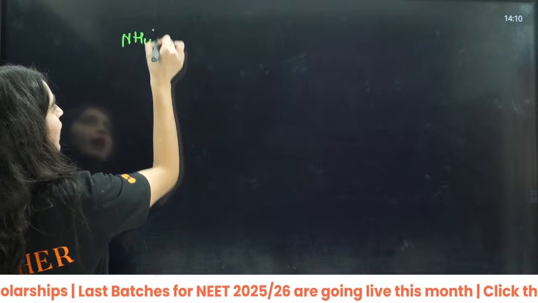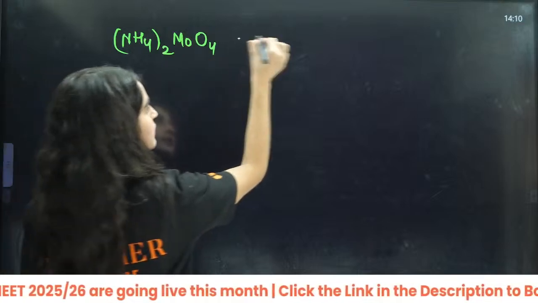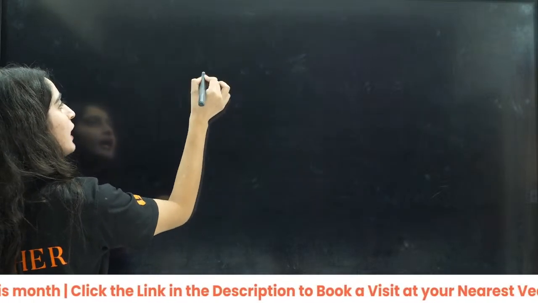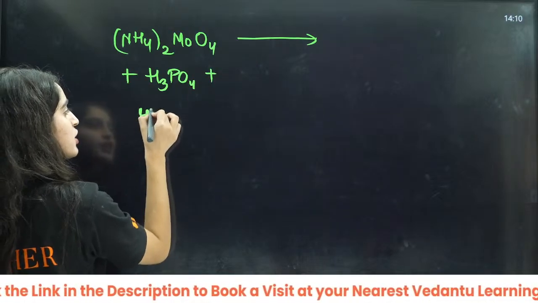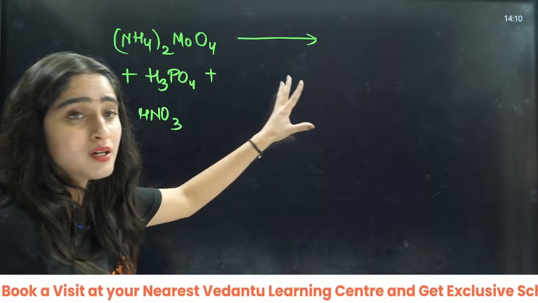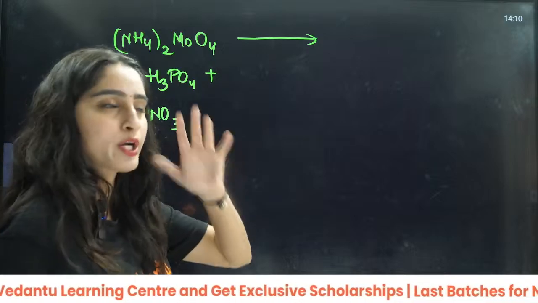NH4, you have twice MoO4. Okay? And you had here H3PO4. And third was nitric acid, HNO3. Reactants, so now you remember. Now you have to remember the yellow precipitate. Which yellow precipitate will be formed here? That is important to remember.